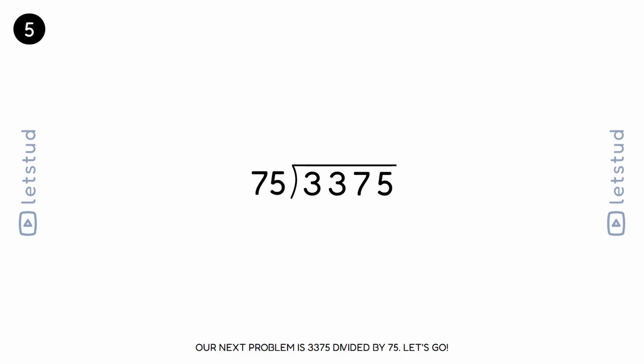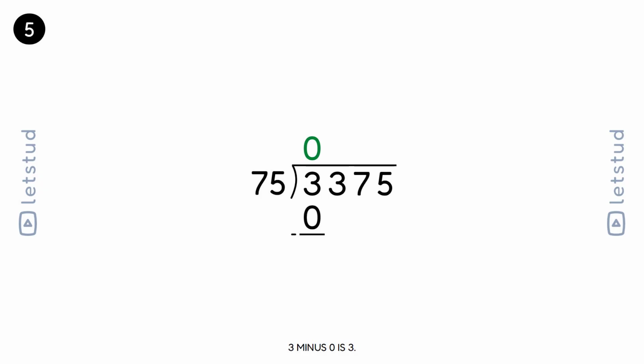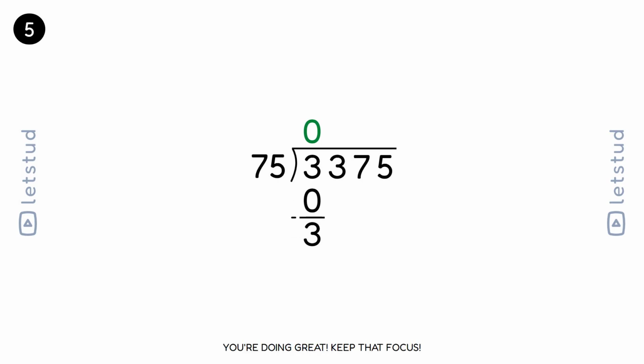Our next problem is 3375 divided by 75. Let's go. We start with the first digit, 3. 75 doesn't fit into 3, so that's 0 times. 0 times 75 is 0. 3 minus 0 is 3. You're doing great, keep that focus.